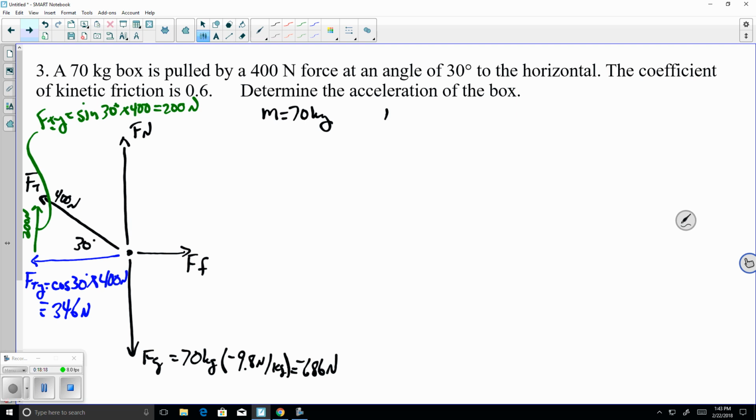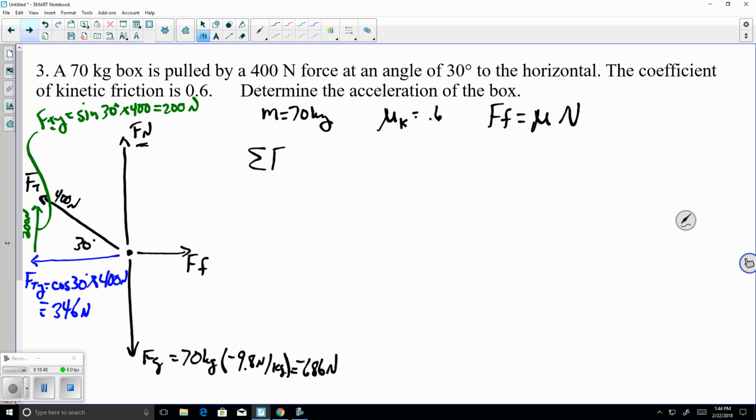Coefficient of friction is that funny U, and we'll put a little k there because it's kinetic friction, or moving friction, and that's 0.6. Then we have one formula up above that uses that, and it says that the friction force is equal to mu times the normal force. So now it's important that we do this. Now, how are we going to figure that out? Well, we can use the sum of forces formula.